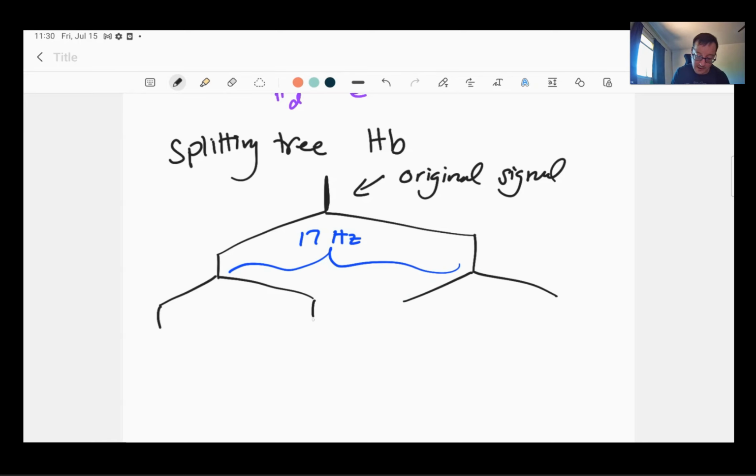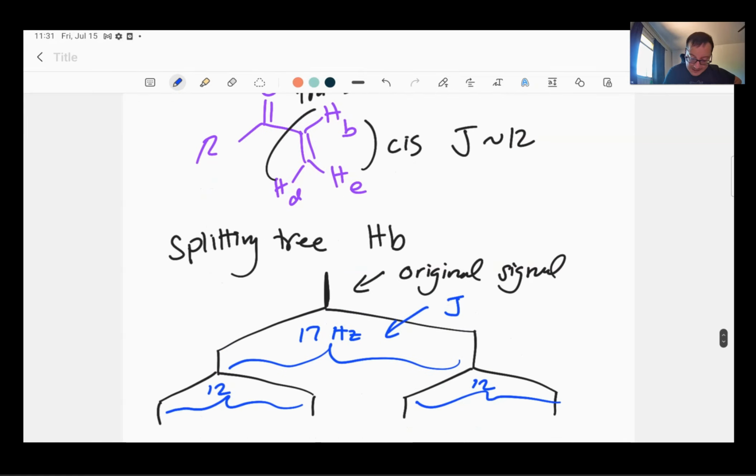Okay, and so we've now got 4 signals here that have been split each by about 12. I don't need you to write these numbers necessarily, but I would like you to say, like, this one would be J B D. Just indicate which one you're doing the splitting for. So that's the splitting that HB and HD do to each other. And then this one will be J B E. That's the splitting between hydrogen B and hydrogen E.